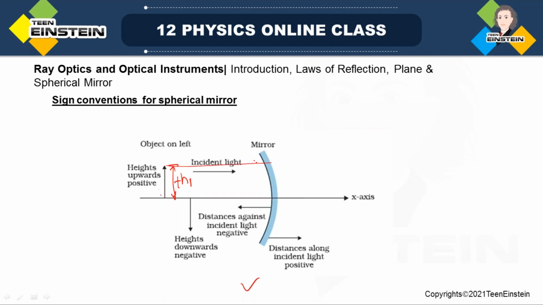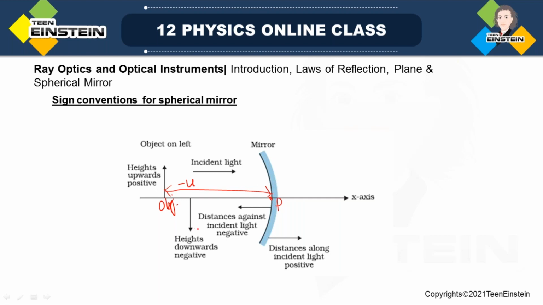Now light rays are going and getting incident on the mirror like this. The distance of this object from the pole, whatever distance we measure, in this case you look, this is the object and this is the pole, so I have to go like this. So this distance will be negative. This is the object distance, denoted by u, and u will have negative values, so negative u.